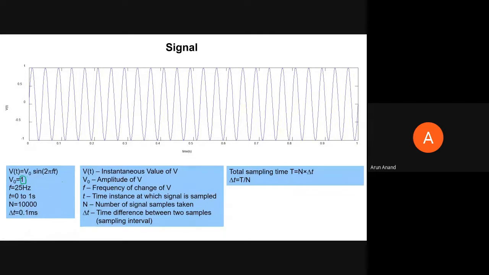And in this case, f is the frequency, which is 25 hertz, so it oscillates, it moves up and down 25 times in a second, and the total time range for which it is sampled, the signal is acquired, is 1 second.